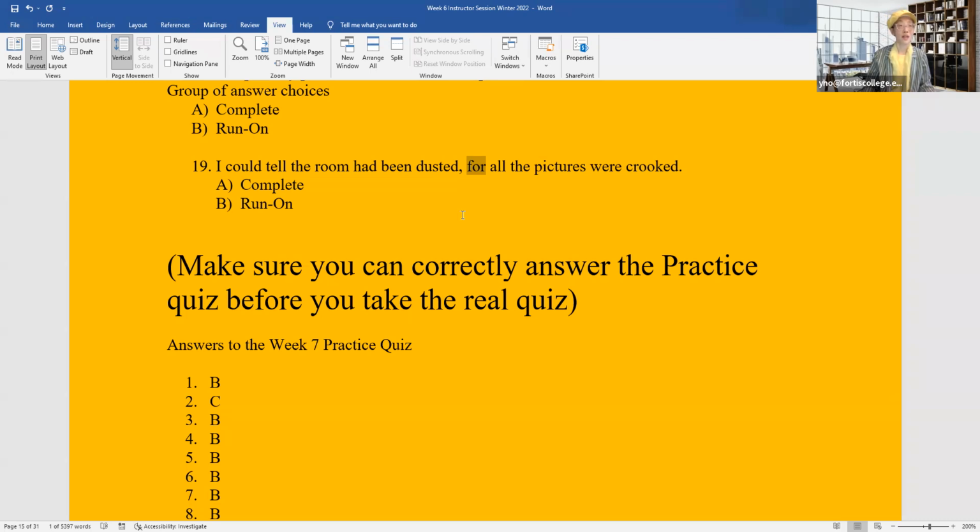So I would say, Jack got thin because he went on a diet. So Jack got thin for he went on a diet. It has the same exact meaning. For, in that case, has the same exact meaning as because. So you can use for instead of because all the time.